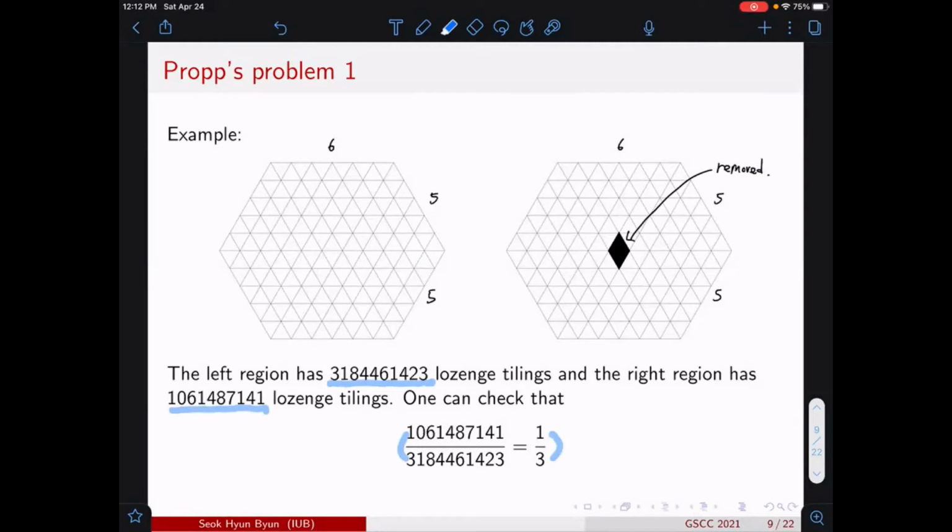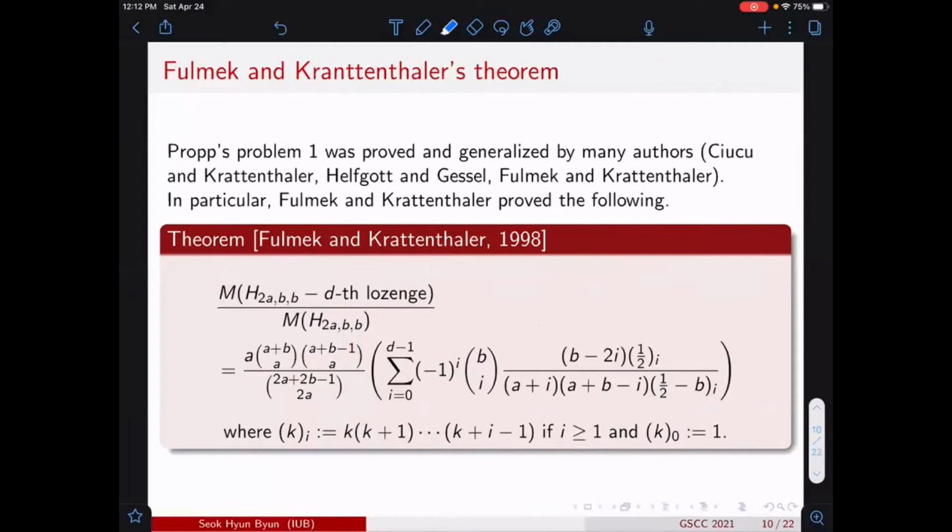So many people tried to solve this problem, and many people succeeded. So here are some names of the authors who proved and generalized this Propp's problem. And I want to focus on Fulmek and Krattenthaler's theorem and their conjecture in the same paper. What Fulmek and Krattenthaler have proved is more general than the original problem.